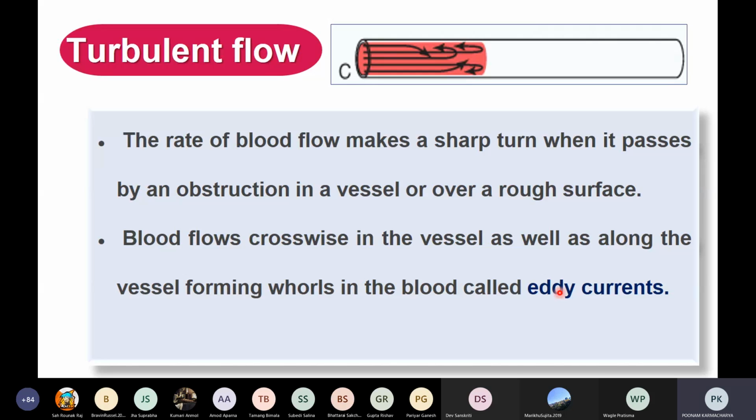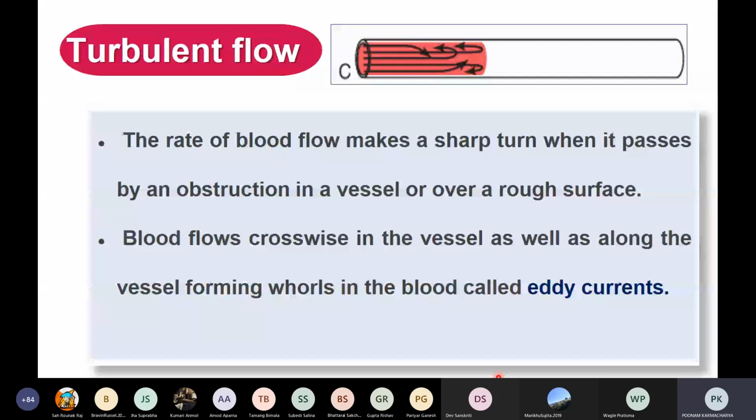And this eddy current is very dangerous because it is continuously going to create pressure in the vessel wall, and it will hit the vessel wall continuously, and it will damage the vessel, right? So this eddy current, because of the turbulent blood flow, will increase the pressure, and it will continuously hit the blood vessel, causing damage to the vessel wall, right?